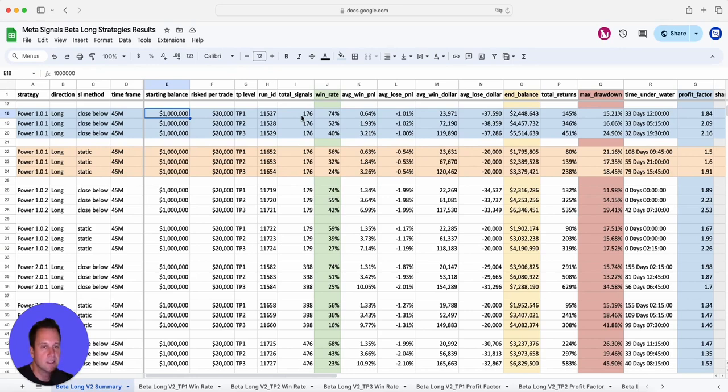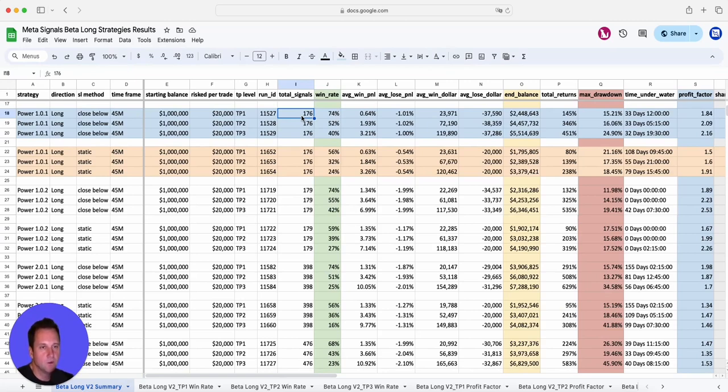The total number of signals. So here we have 176 signals generated between the end of 2019 and the end of 2023. Keep in mind that a lot of these pairs were not listed on Binance at the end of 2019. So going forward, we would expect a higher frequency of this specific signal type.